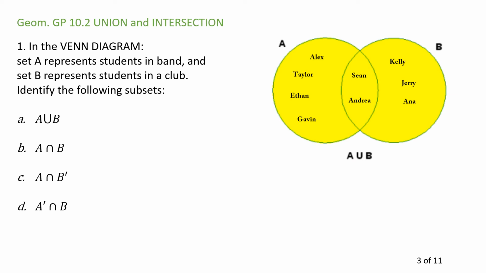So here we go. It says, in the Venn diagram, set A represents the students in band, and B represents the students who are in a club. Obviously, some people can be in both. I'm looking for A or B. I think I'm going to go with A and B first, because that's people who are in both A and B at the same time. These people need to be standing in circle A, and they also need to be standing in circle B. Well, obviously, the only two are Sean and Andrea, or Andrea. I'm just going to put the first initial.